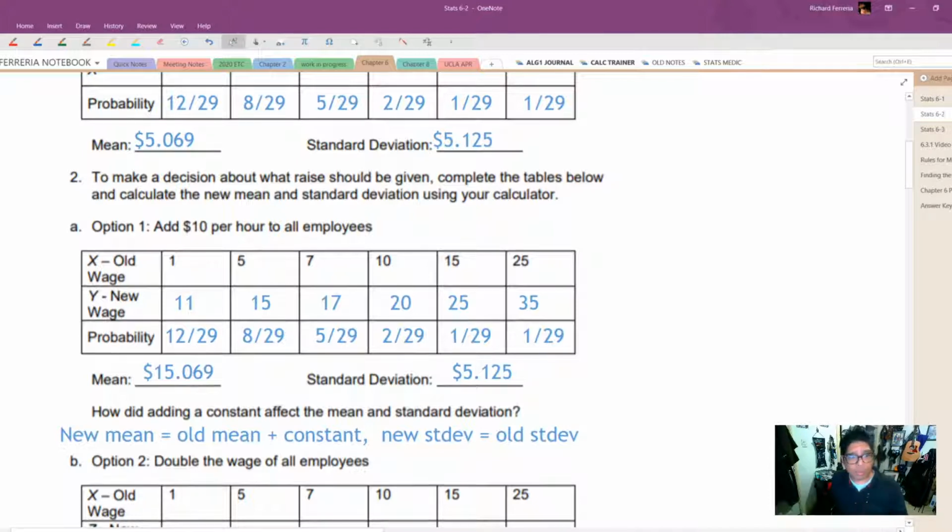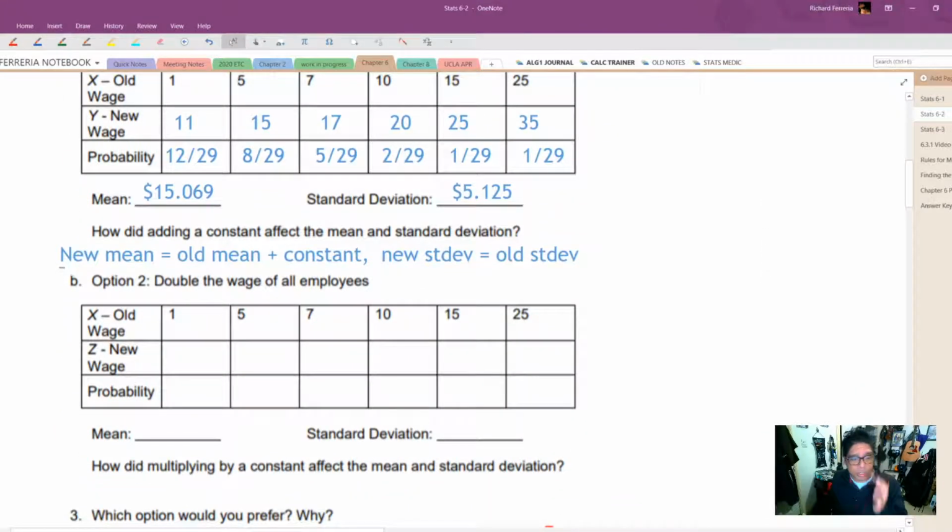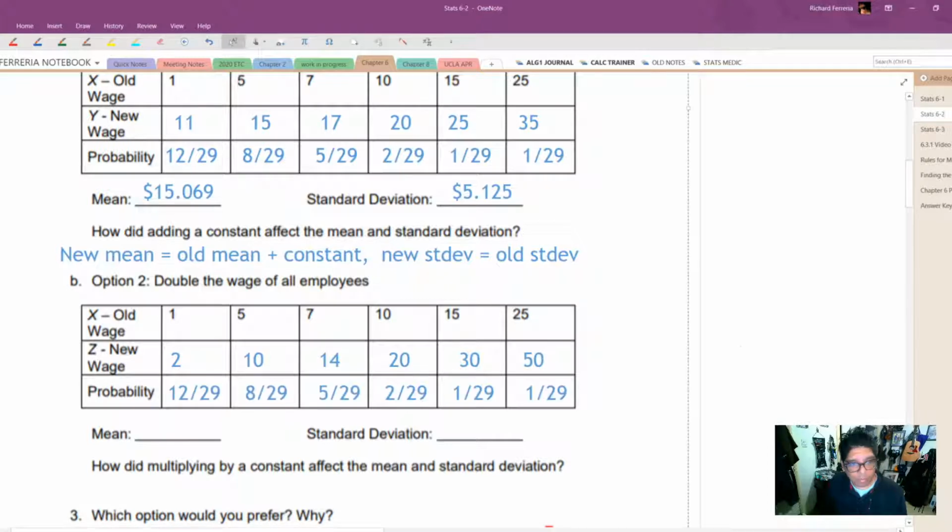Let's check out the second one. Now we're going to double the wages. So we're going to take the wages and multiply by 2, and the probabilities are going to be exactly the same. So there we go, the new wages multiplied by 2, the same probabilities.